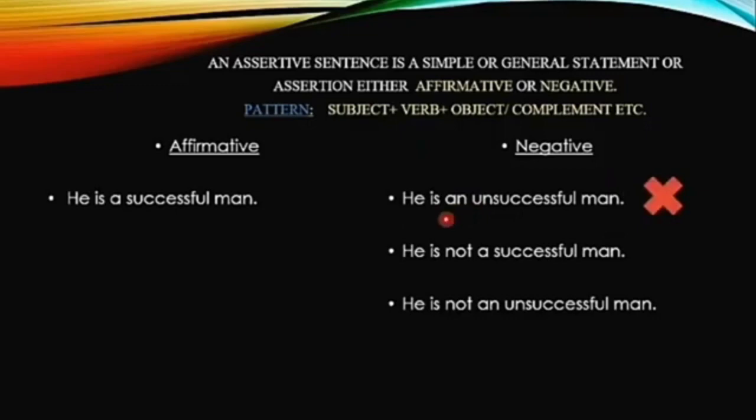What about the next one? He is not a successful man. This also doesn't go with the sentence. He is a successful man. He is successful. So we cannot deny that. So this is also a wrong answer. He is not an unsuccessful man. That means he is a successful man. The meaning is clear. The meaning has been preserved here and the structure is negative. So this is the correct answer, which has been able to preserve the meaning of the sentence and has been converted into a negative structure.